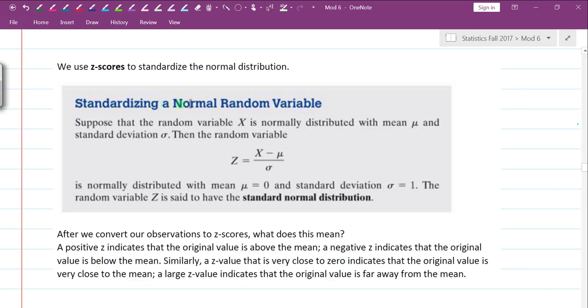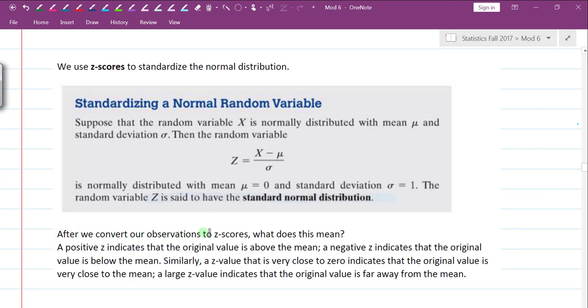Okay. So, standardizing the normal random variable. Suppose that a random variable x is normally distributed with the mean mu and the standard deviation sigma. So, mu can be any number, sigma can be any number. Then we have the random variable z, which is equal to x minus mu divided by the standard deviation. This is normally distributed with the mean equal to 0 and the standard deviation equal to 1. The random variable z is said to have the standard normal distribution, okay?